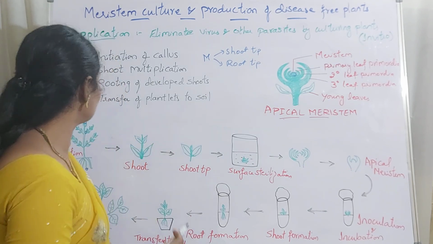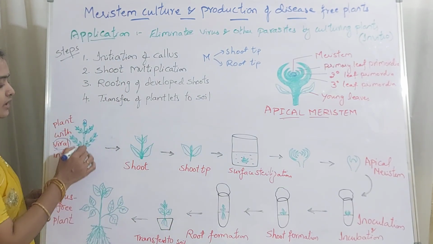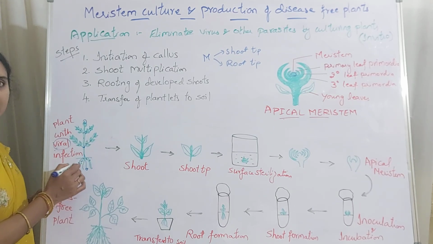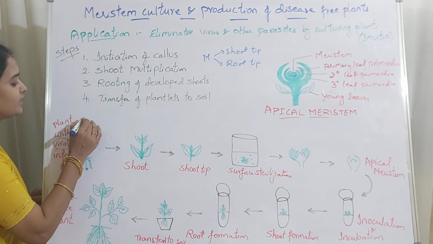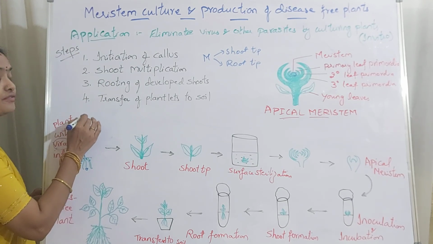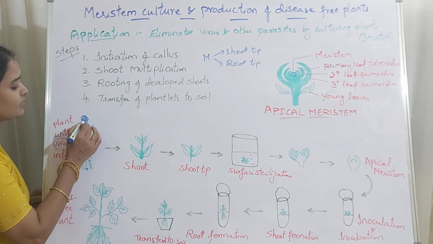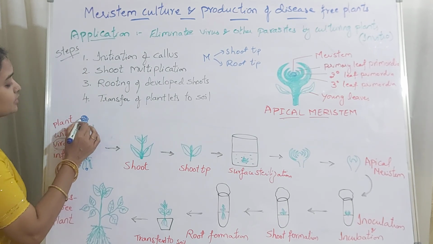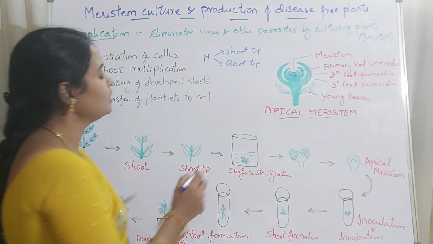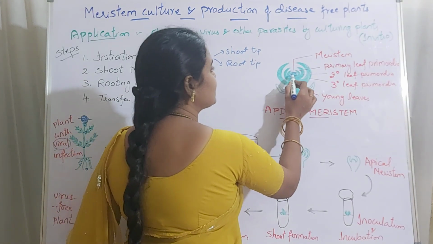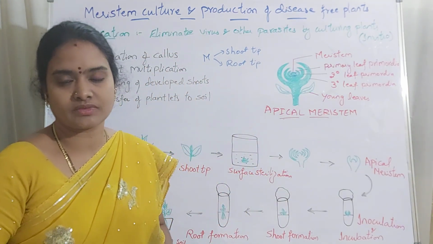Right? So I told if there is a viral infection, the complete plant will have this virus. So here it is just now dividing. Right? It is dividing at a very fast rate. By the time this virus divides and gets transferred from one cell to another, it may not reach this apical meristem. That is the reason we are making use of meristem or apical meristem as explant. Is that clear?